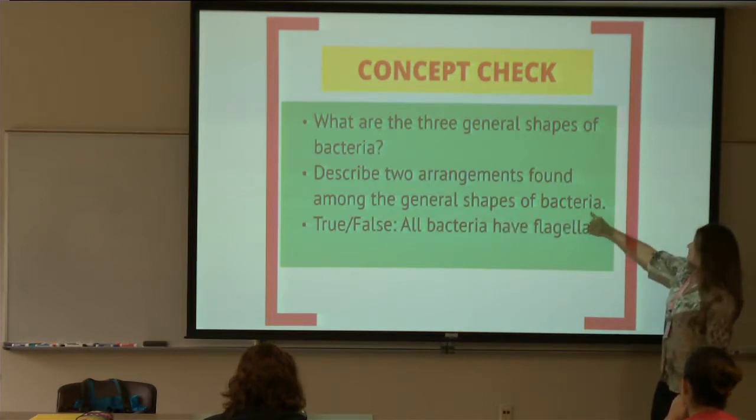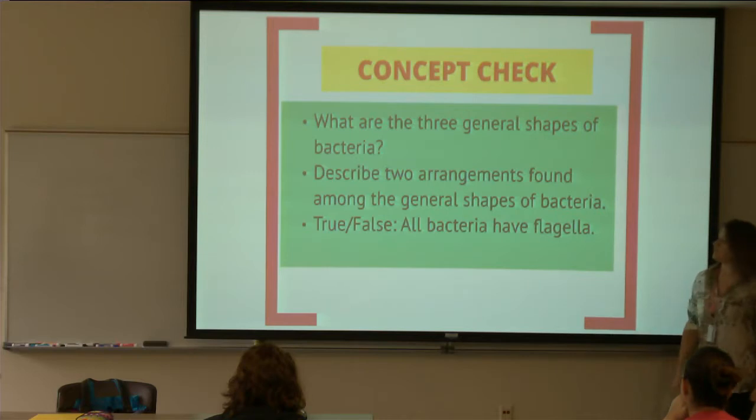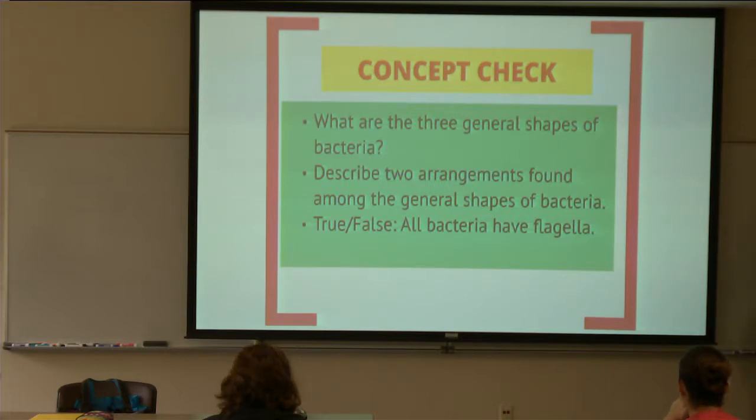Two arrangements found among the general shapes of bacteria. What's one arrangement? Strep. Okay, so strep would refer to chains. Streptobacillus, you would have chains of rods. Streptococcus, you would have chains of circles. What's one more arrangement? Staph. And staph would appear like clusters. Grape-like clusters is most commonly how we refer to it.